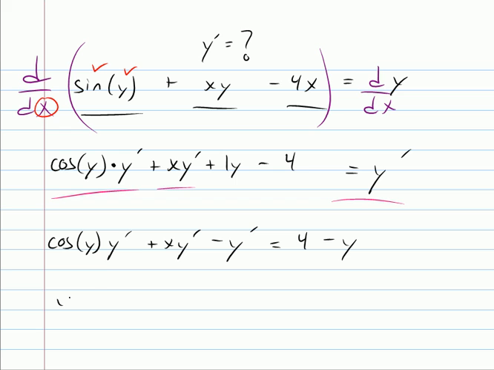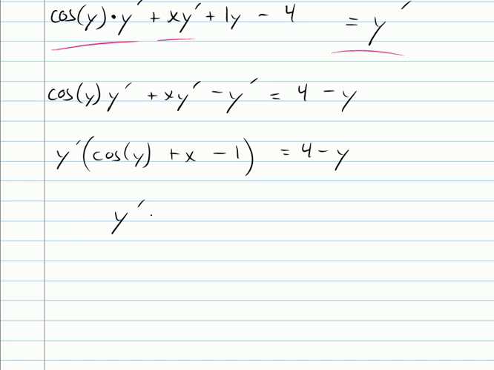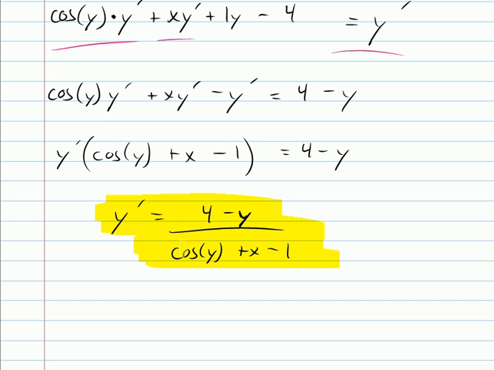Factor out the y prime. Cosine y plus x minus 1 equals 4 minus y. And then divide both sides by that quantity and you got y prime isolated. y prime equals 4 minus y over cosine of y plus x minus 1. And that, my calculus friends, is the answer. Assuming I didn't make any mistakes. Alright, good job.